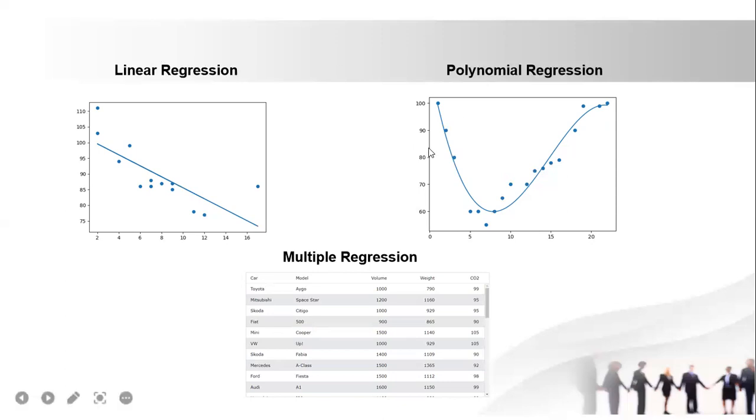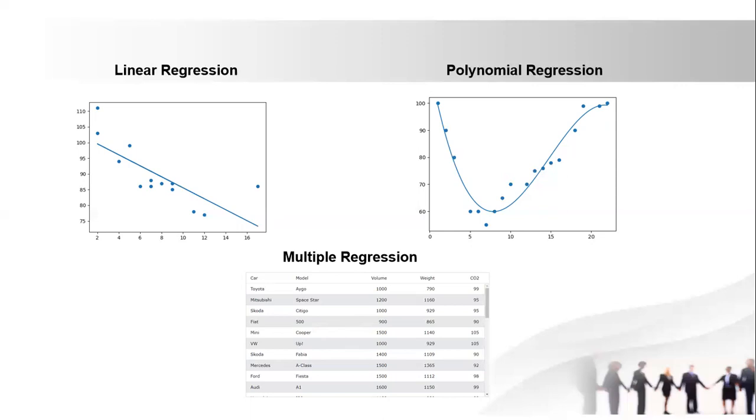Then polynomial regression: if you have two attributes, for example, and you want to classify according to the data you have, that is when we use polynomial regression. And then multiple regression, which industries normally use because they have data in a multi-dimensional format. They don't have a single attribute like color; they need to predict from data which has multiple attributes.